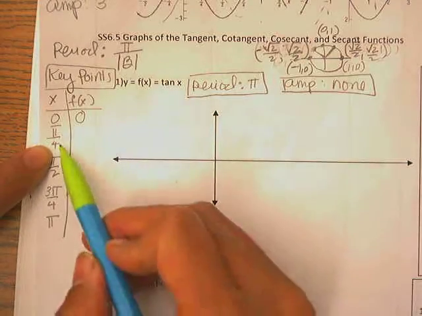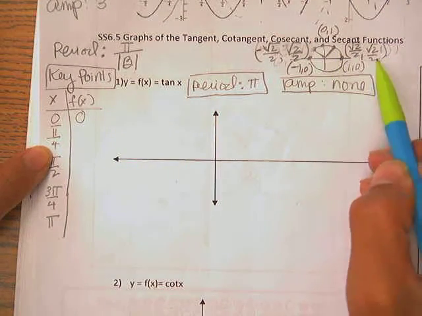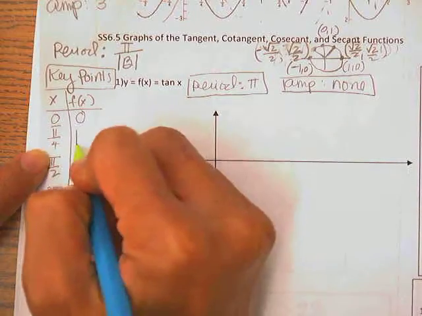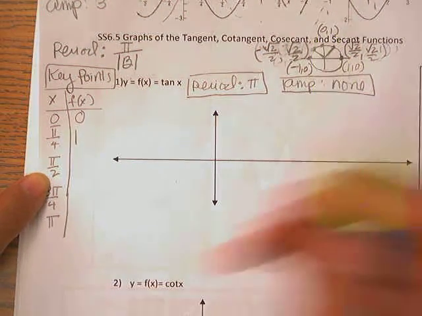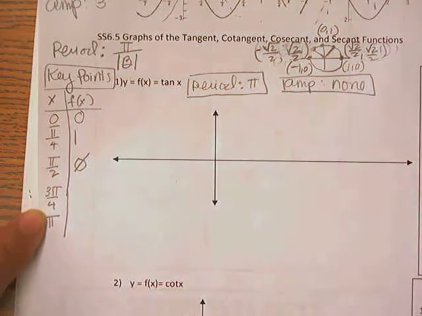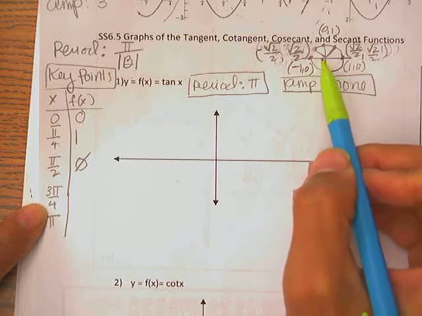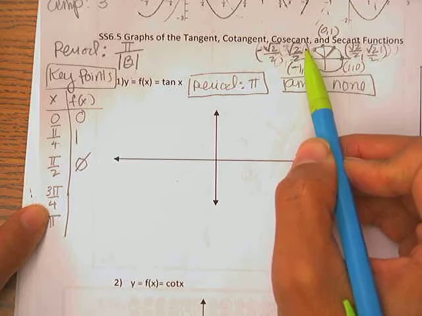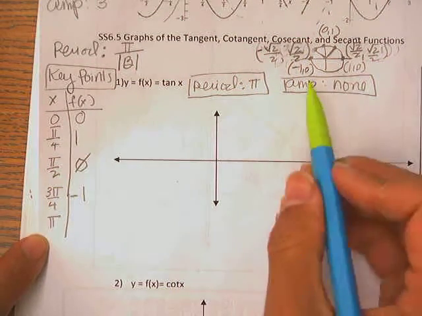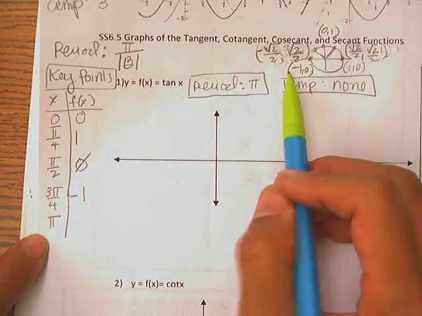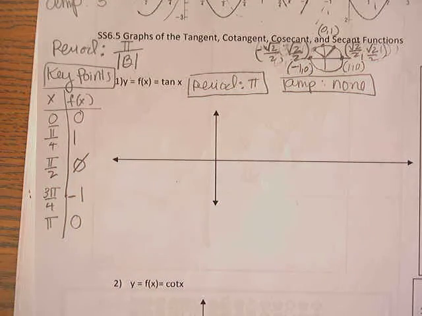So tangent of pi over 4, okay, this is pi over 4. Y divided by x happens to be 1. Tangent of pi over 2, y is 1 divided by 0. That is not okay. 3 pi over 4, y is going to be positive root 2 over 2 divided by negative root 2 over 2, which is -1. Tangent of pi, y is 0 divided by -1 is going to be 0. So those are the key points.